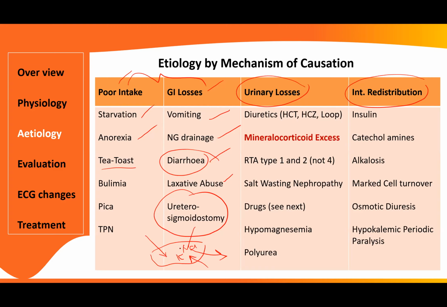Now you know how important the history is to pinpoint the cause of hypokalemia. This is a history, this is a history, and here is a patient with ureterosigmoidostomy. This is also a history. All these are from the history itself.